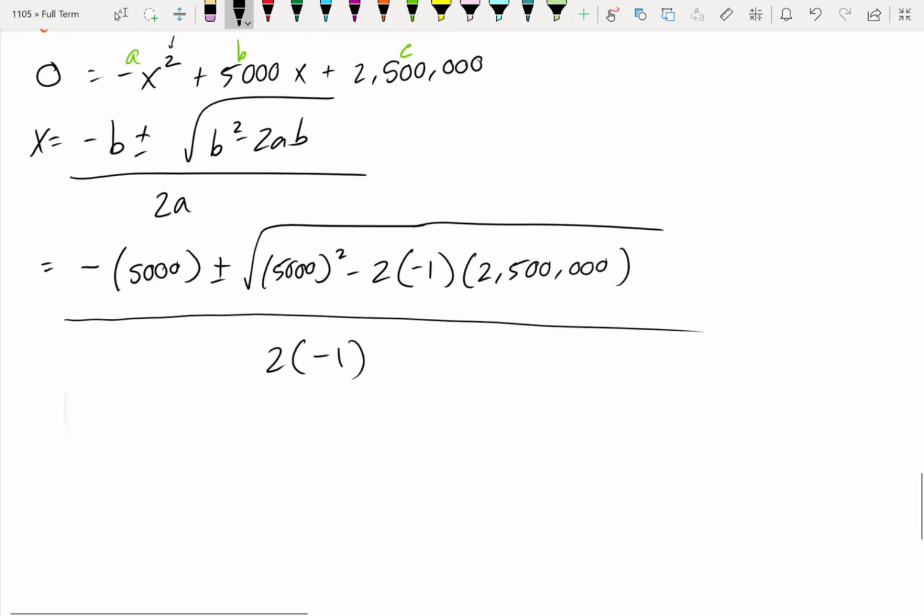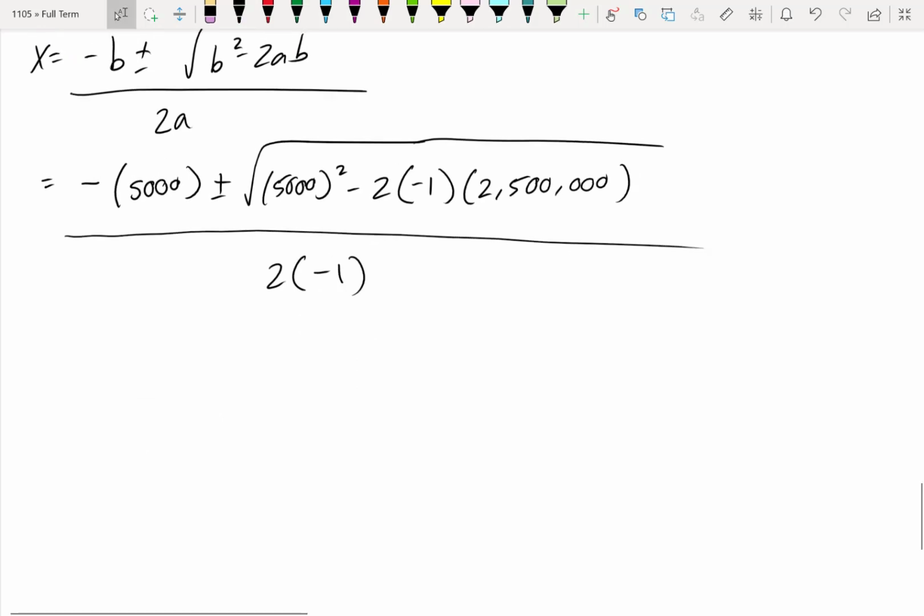So we're going to simplify inside the radical. Don't forget your PEMDAS. So negative 5,000 plus or minus, we have 5,000 squared. 5,000 squared is 25 million.